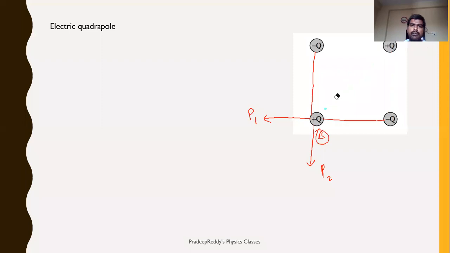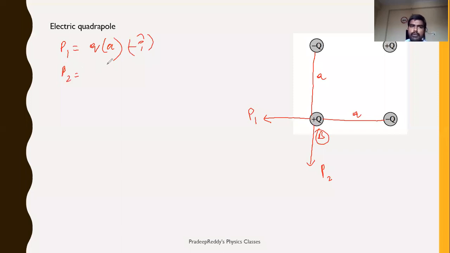Right? These are the 2 dipoles formed, P1 and P2. Now how do you write P1? Let me take this separation as A, this separation as A. P1 is equal to Q into A, and this is in which direction? Minus I cap. That is P1.